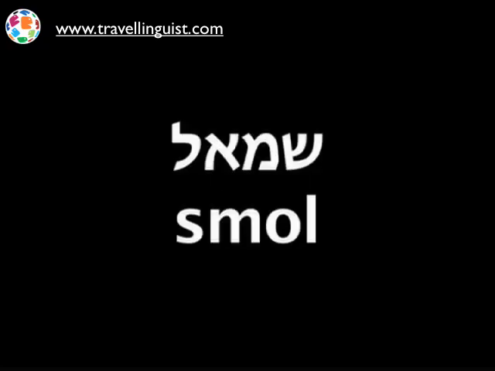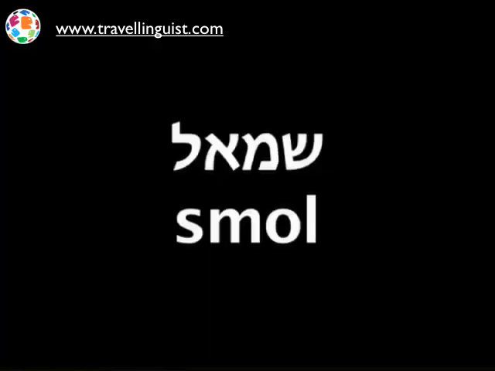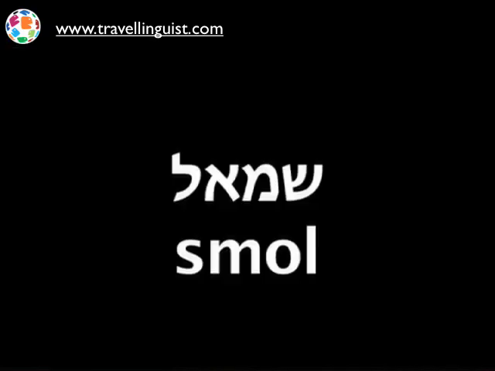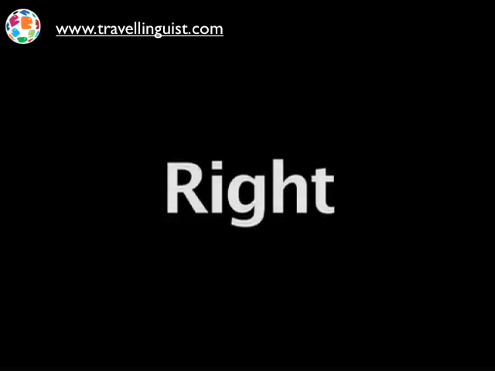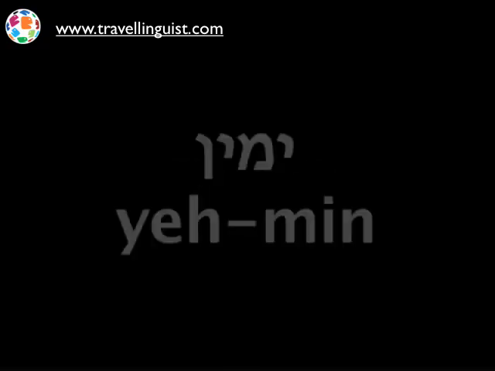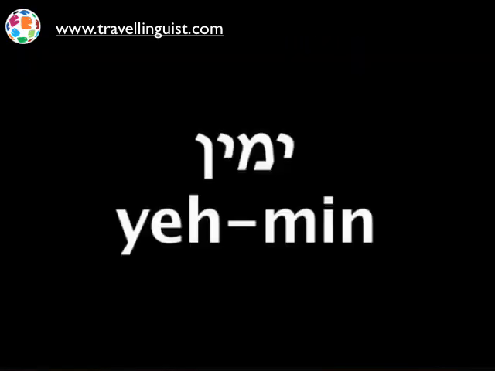The word for left is smol. Smol. Now you say it. Smol. The word for right is yamin. Yamin. Now you say it. Yamin.